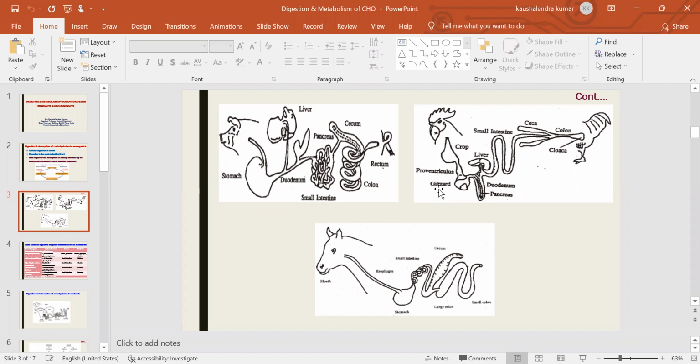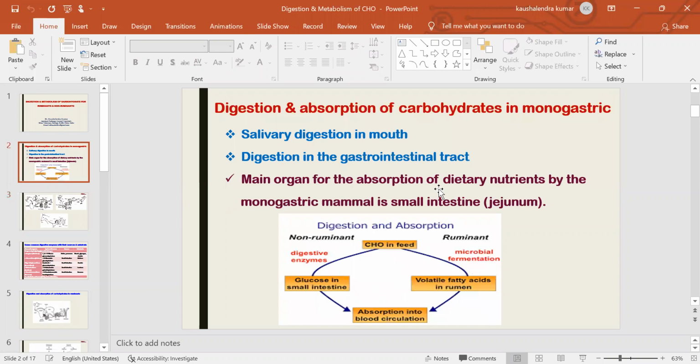And the majority of digestion, and absorption also, occurs in the small intestine, and especially in the jejunum part. So maximum absorption of the dietary nutrients takes place in the jejunum part of the small intestine.